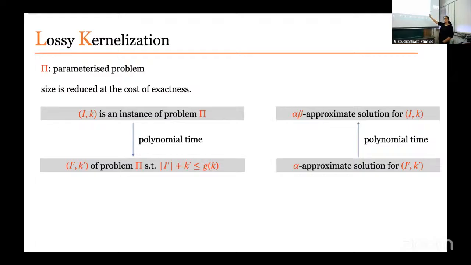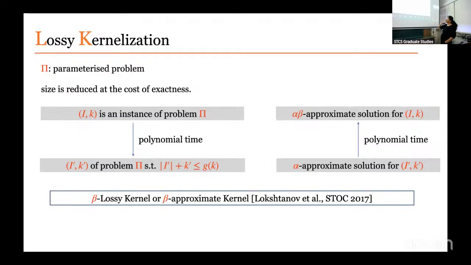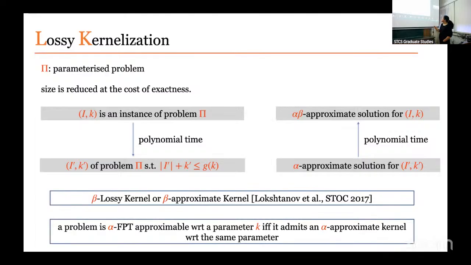And this is called beta lossy kernel or beta approximate kernel. This was introduced by Lokshtanov et al. in 2017. Similar to FPT and kernelization, here also we have this relation that if a problem is alpha FPT approximable with respect to a parameter k, then there is an alpha approximate kernel with respect to the same parameter. So here also the interest is to design a polynomial size kernel.